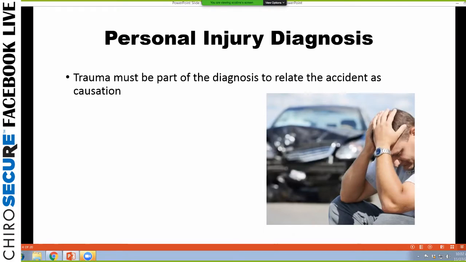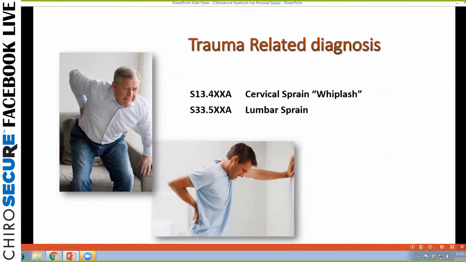Personal injury must have trauma. And this is one of the biggest issues doctors run into, because often you've heard from attorneys and others, don't use trauma because they're going to limit the amount of care. Frankly, there has to be trauma as part of the diagnosis. It was a trauma case. The lack of trauma will potentially cause a denial, which means you do need to have cervical sprain strains or lumbar sprains. There must be an S diagnosis.